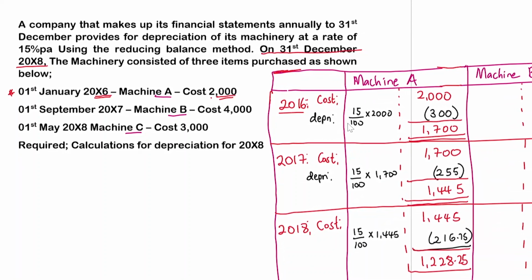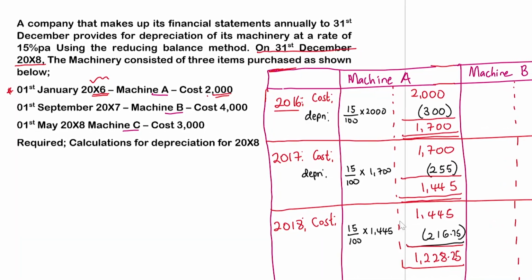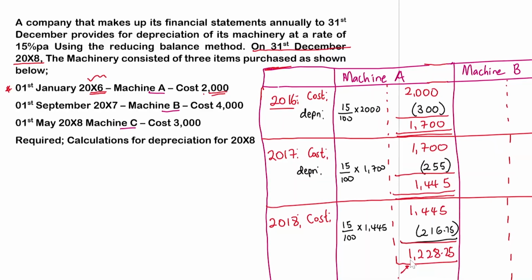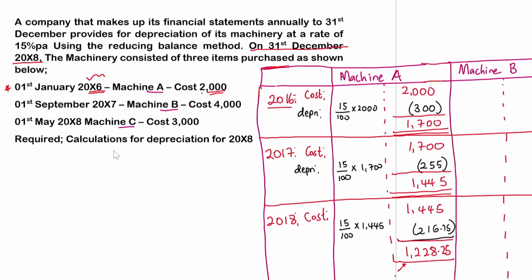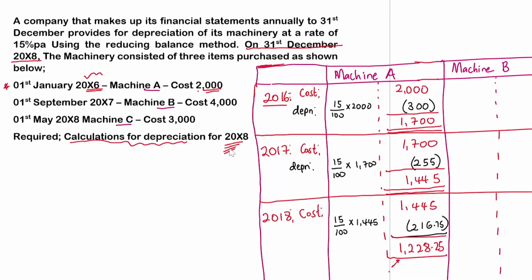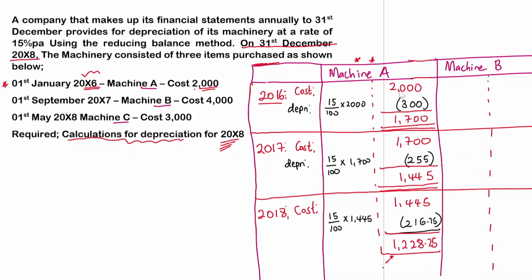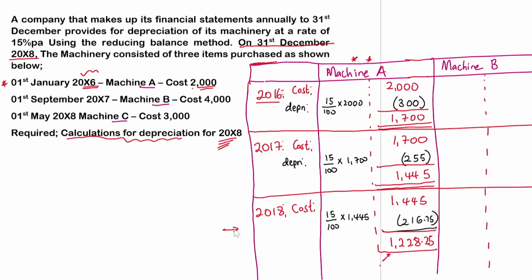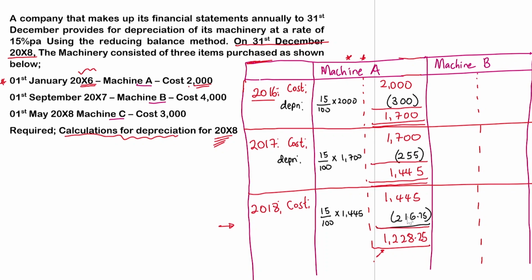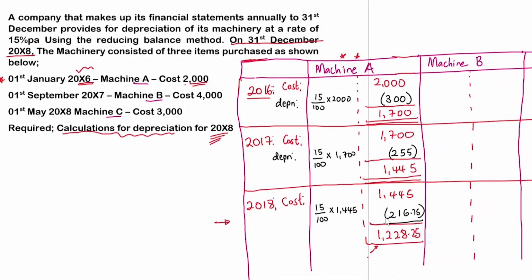We have depreciated it from the time it was bought, which was 2016, and now to 2018, and this is its current net book value as of 2018. But remember, the question requires us to find the calculations for depreciation for 2018. So it means that as far as machine A is concerned, the calculations for depreciation are these ones of 2018. The one in black, 216.75, that's the depreciation of the machine at 2018. So we finished with machine A. Now let's go on to machine B.